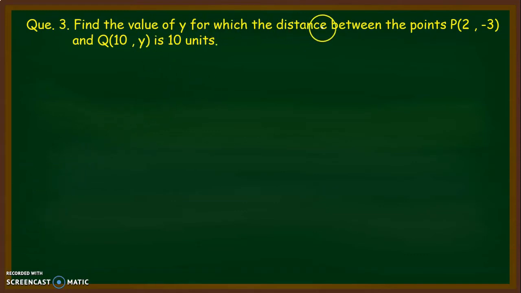Find the value of y for which the distance between the points P, that is 2, -3, and Q, 10, y, is 10 units. So here two points are given. First point P, that is 2, -3, and second point 10, y, and the distance between those two points is given as 10 units.